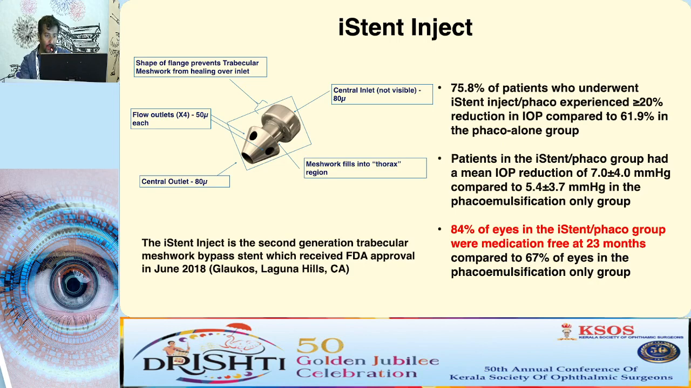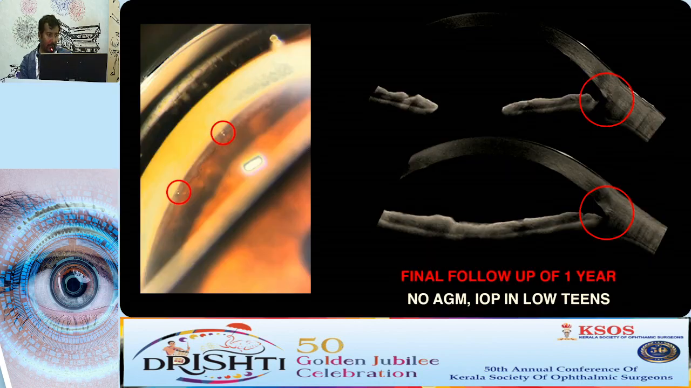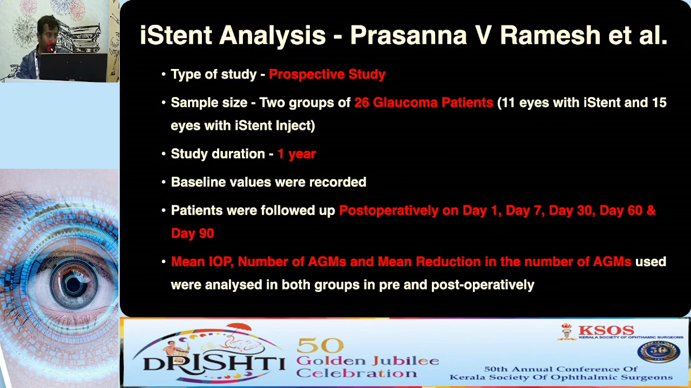He has shown in a study that 84% of the eyes in the iStent phaco group were medication free at 23 months. That is what his study was. But it is always advisable to put maybe two iStents in the same eye, because with one iStent the reduction may not be that adequate. And this is an OCT again showing both the stents in place.